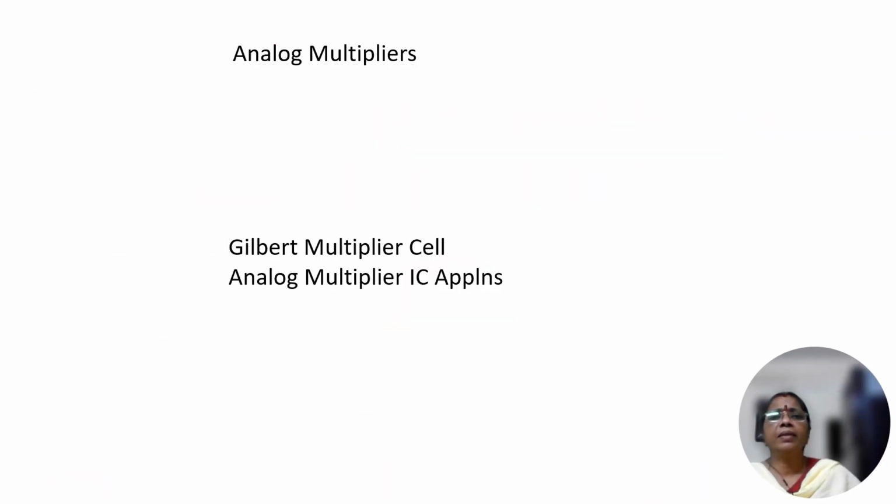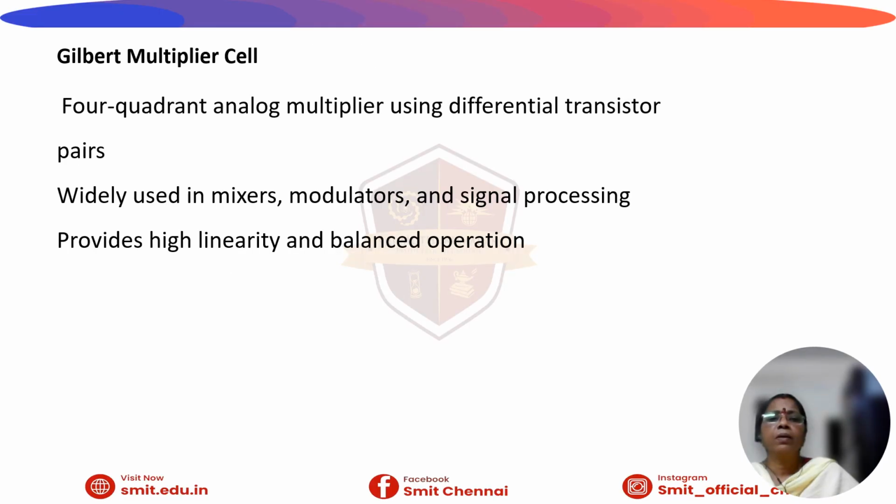In this lecture, we are going to discuss the next type of analog multiplier, which is a four-quadrant multiplier, the Gilbert multiplier cell, followed by analog multiplier IC configuration and its applications. Let us discuss the principle of the Gilbert multiplier cell.